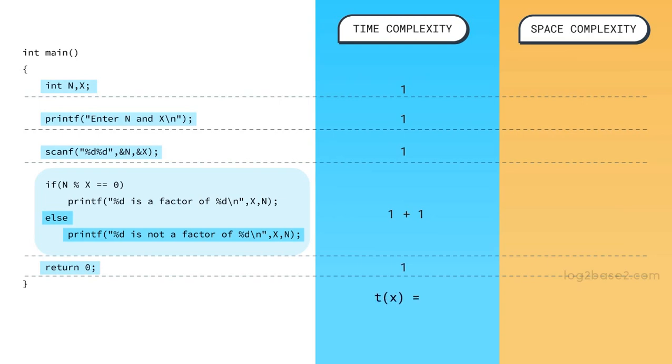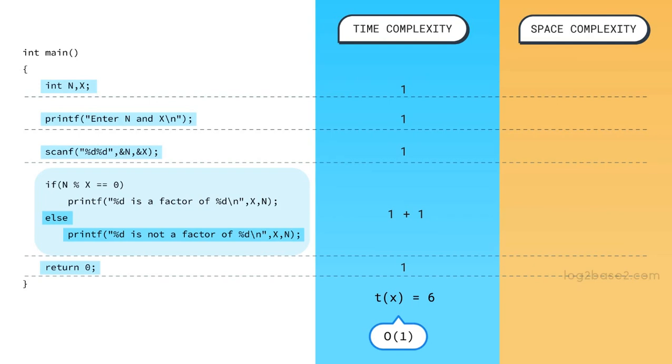So T of x equal to 1 plus 1 plus 1 plus 2 plus 1, that is equal to 6, and it is a constant value, so the algorithm will take only a constant time for any input to produce the desired output. So the time complexity is equal to order of 1.